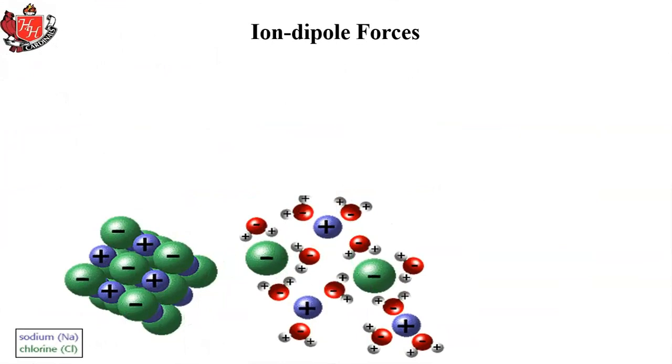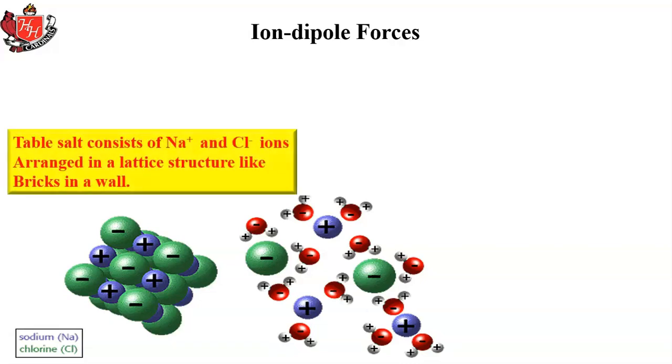So ion-dipole forces, we'll start with those. On the left, you see a salt crystal. The negative charges are the chlorines, the negative ions, the anions, and the positive charges are the sodiums, the Na, the positive ions, cations. When it's dry, when it's not in liquid, it forms this crystal lattice structure like bricks in a wall. So table salt consists of Na plus and Cl minus ions arranged in a lattice structure like bricks in a wall.